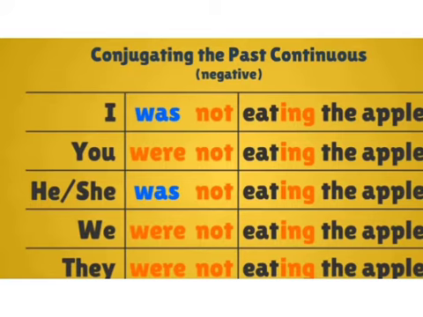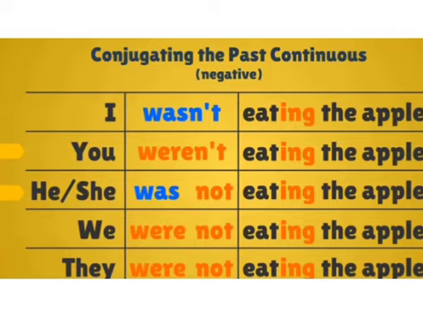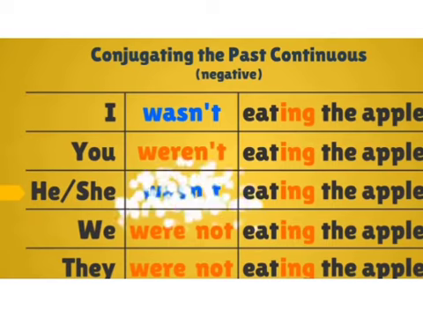So was plus not will contract like wasn't. So here the answer is wasn't. I wasn't eating the apple. And the next contraction for were plus not is weren't. You weren't eating the apple. And for the next one, he was plus not, wasn't again, or she was plus not, wasn't. He wasn't eating the apple. She wasn't eating the apple.